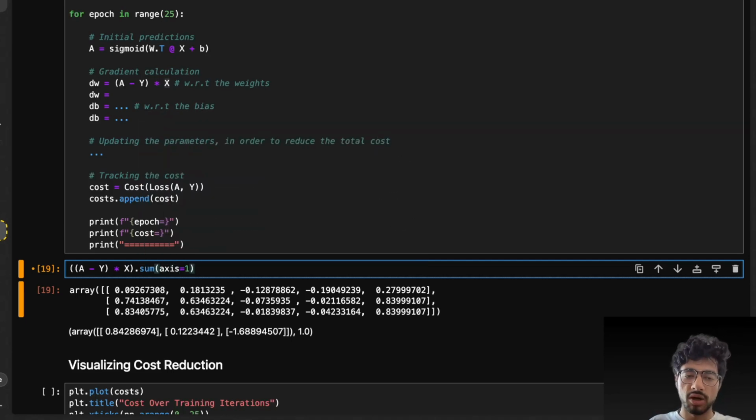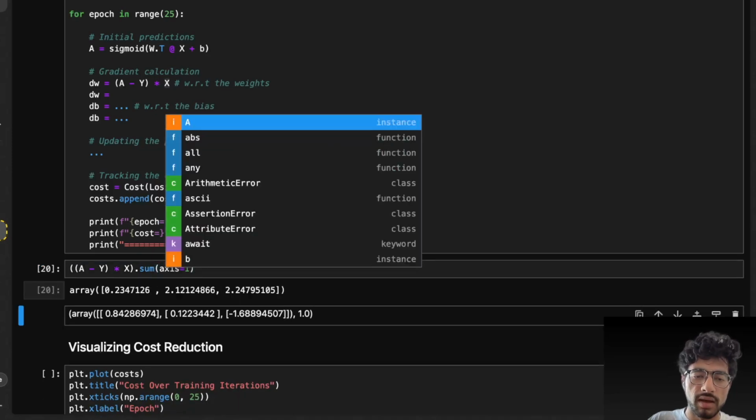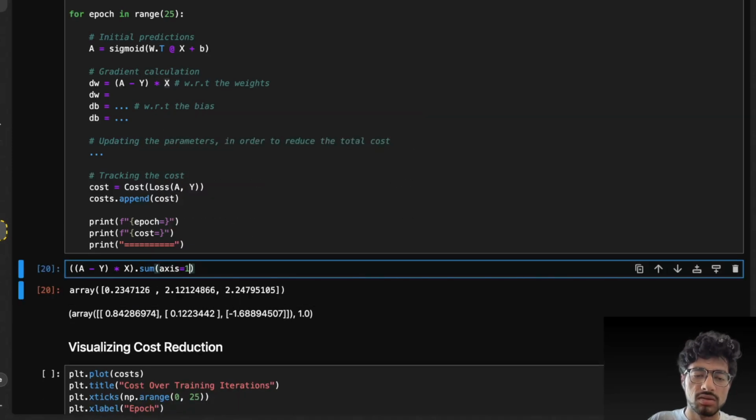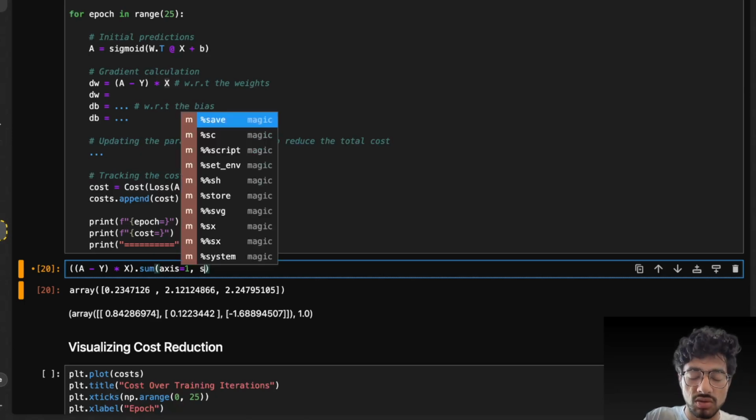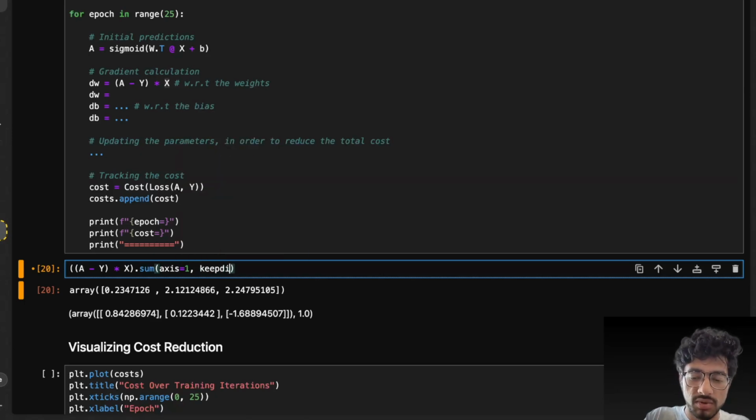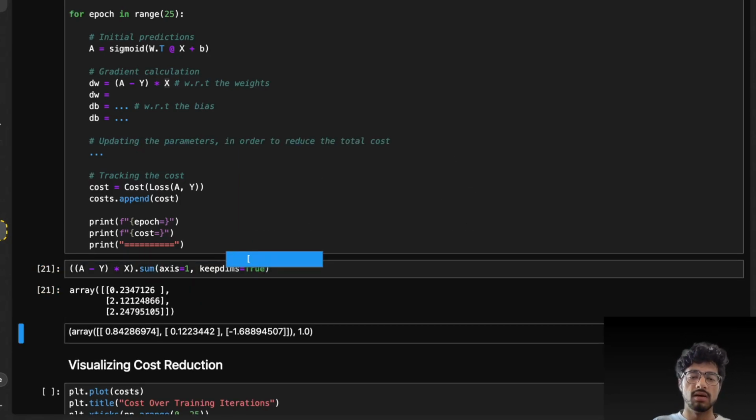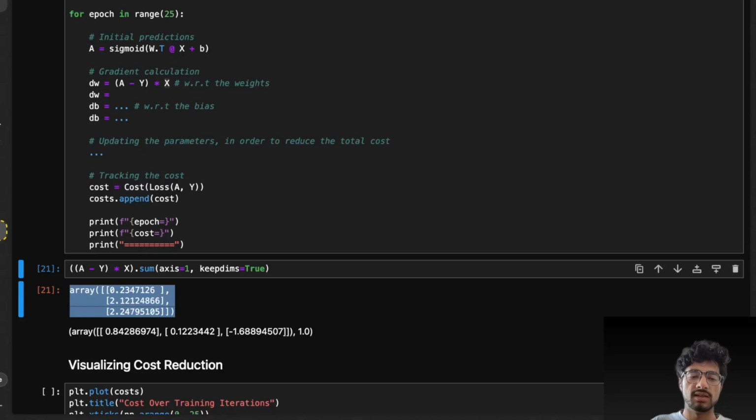The axis is important because at the end we want three weights. And the sum function doesn't keep the dimensions. So let's set keepdims to True so we can actually subtract this from our weights matrix.